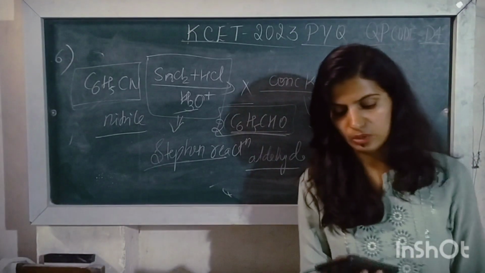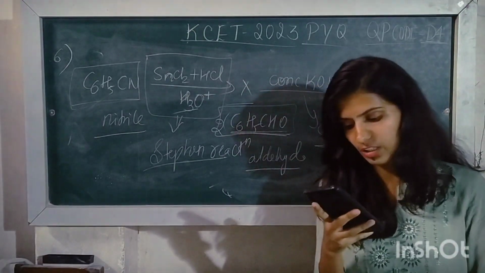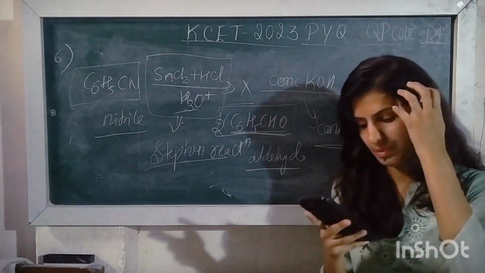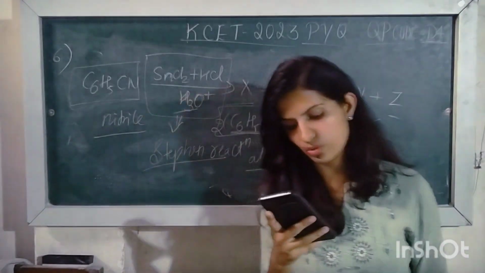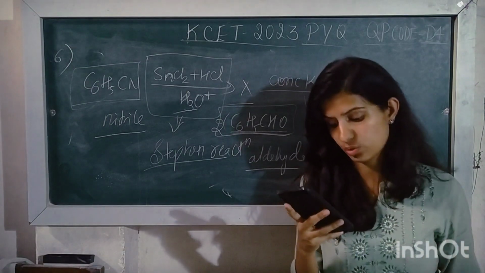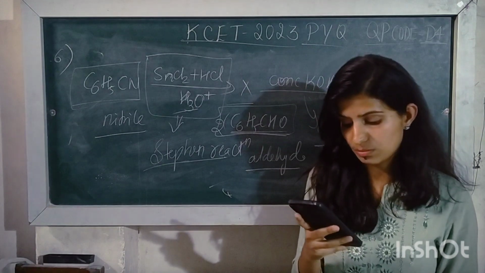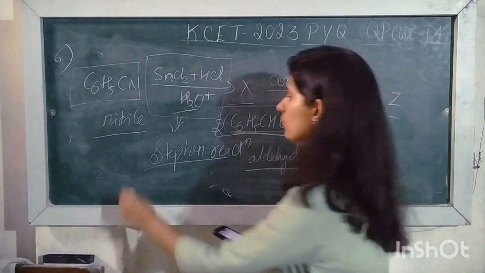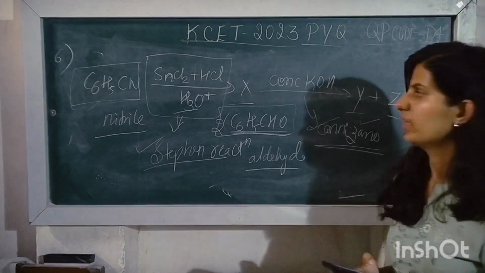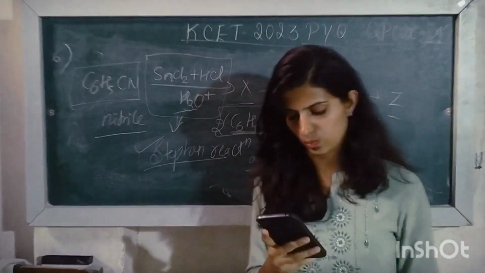And if you look into the options given, they are given Wolff-Kishner reduction, Wood's reaction. Option B, Stephen reaction, Cannizzaro reaction. Option C, Rosenmund reduction, Cannizzaro reaction. And option D, Clemmensen reduction and Sandmeyer's reaction. So option number B is the correct answer. We know that Stephen and Cannizzaro reaction is undergoing. Okay. So let's move on to the next question.